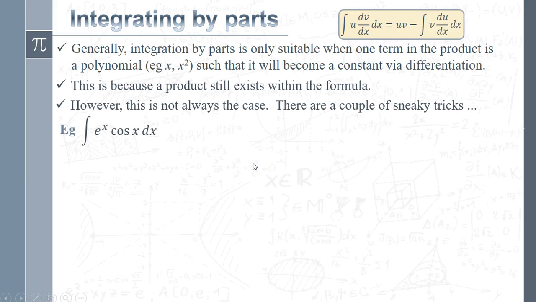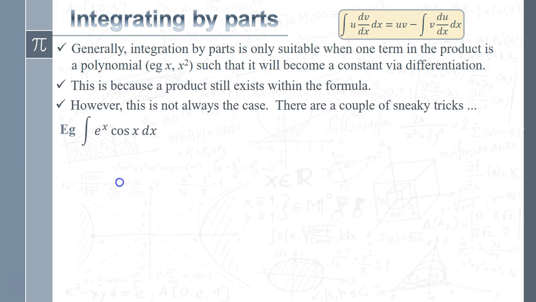So here we go. Let's have a look at the first sneaky little trick. So we're going to go e to the power x cos x. Now if we have a look at those two things, that certainly isn't in the form we're talking about up here, because differentiating e to the x will give you e to the x, differentiating cos x will give you minus sin x, then that differentiates becomes minus cos x, and you just go round in circles with sin cos, sin cos, sin cos, and it will never break down. So this bit over here is always going to have a product in it, and so it seems like that's just not going to work.